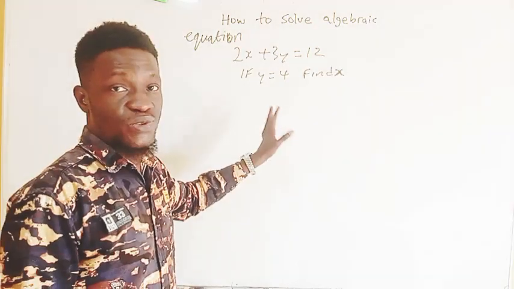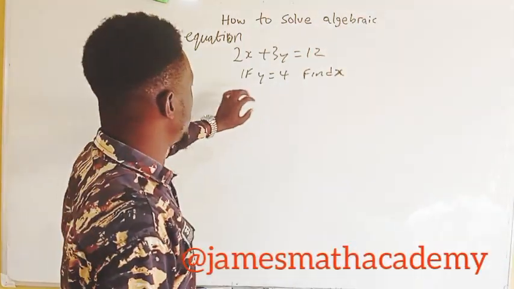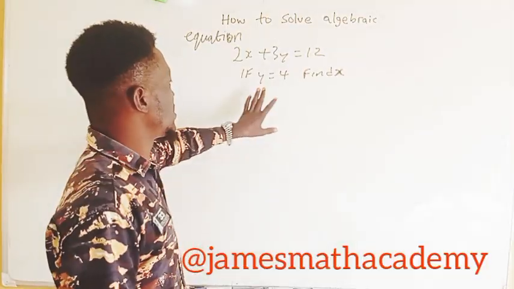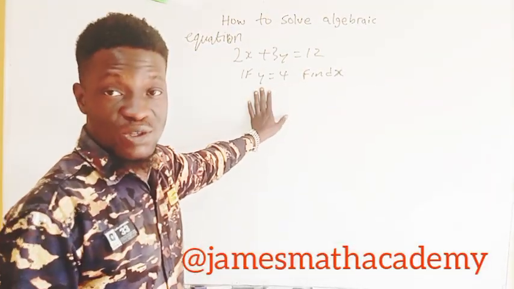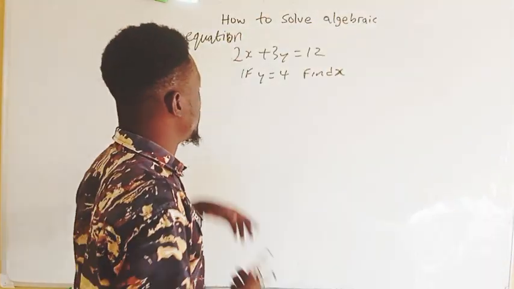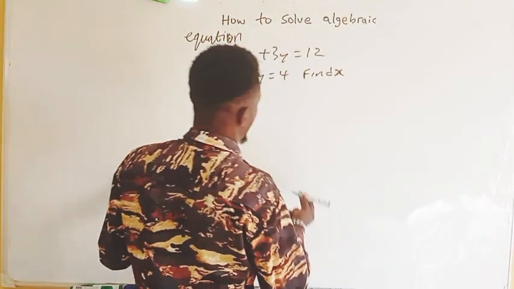In this video, we are told to find x. If you notice, y is equal to 4, and we're told to find x. So when you say y is equal to 4, it simply means that anytime you see y, represent it as 4. Okay.